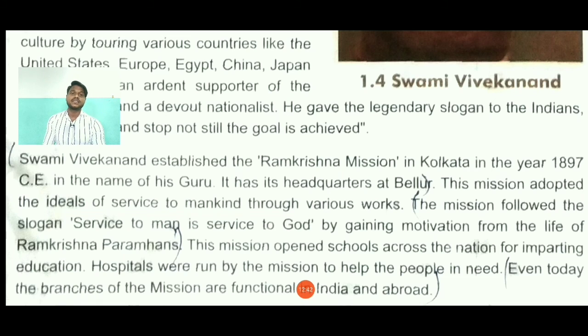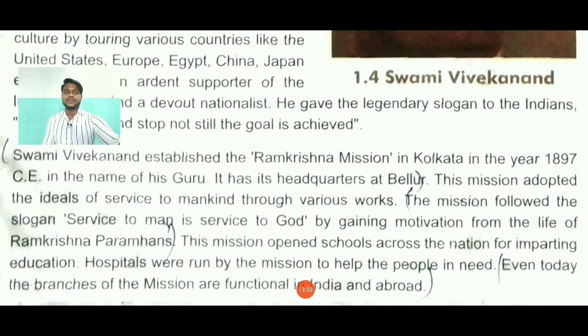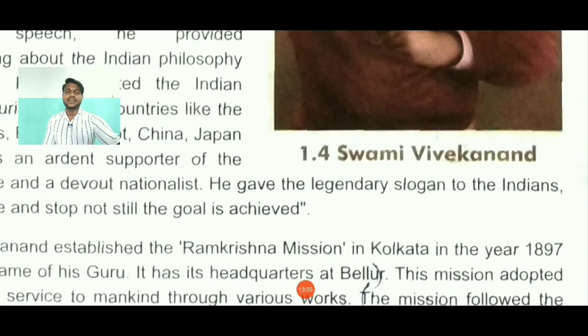Then slogans, services, and man service as God service are still followed in Bengal, and later hospitals were also run by this missionary institute which helped the people. Even today the branches of the mission are working according to Swamiji's theory. So these are the basic things which we understood in this lecture.